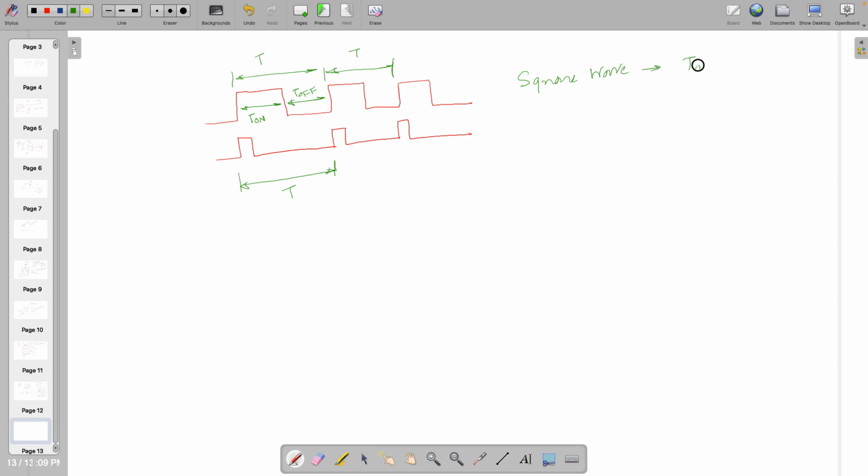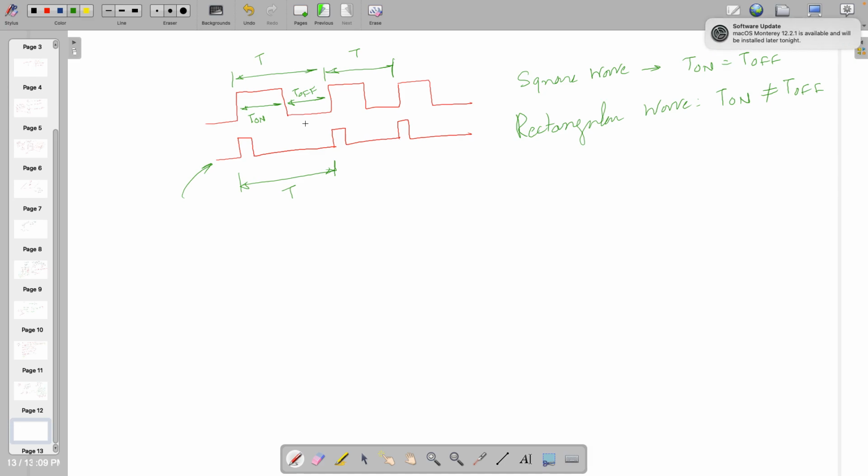If T on is equal to T off, you are going to call it a rectangular wave. If T on is not equal to T off, like the case here, it's not compulsory that T on has to be smaller. It might be the other way around also, that T on is on for more time and T off is on for lesser time. So this was the thing.